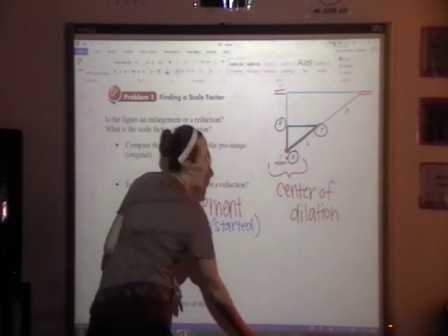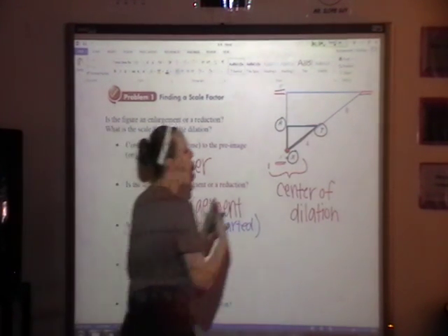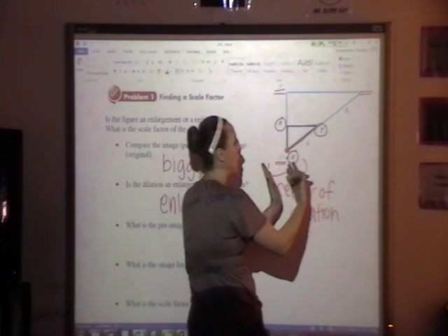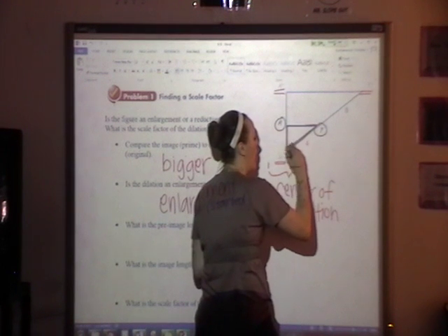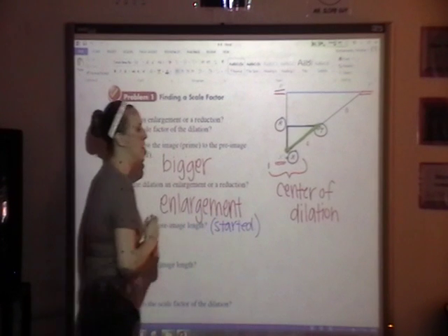So, the pre-image length is going from, pre-image is where you started from. It's the length from our original triangle. What is the length of my original triangle? 4.